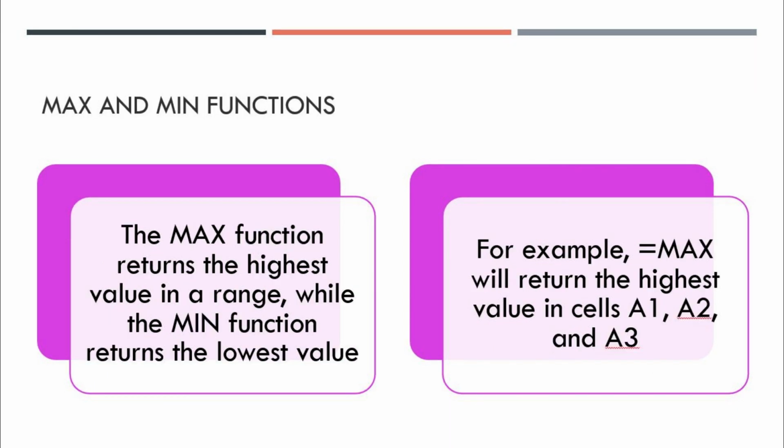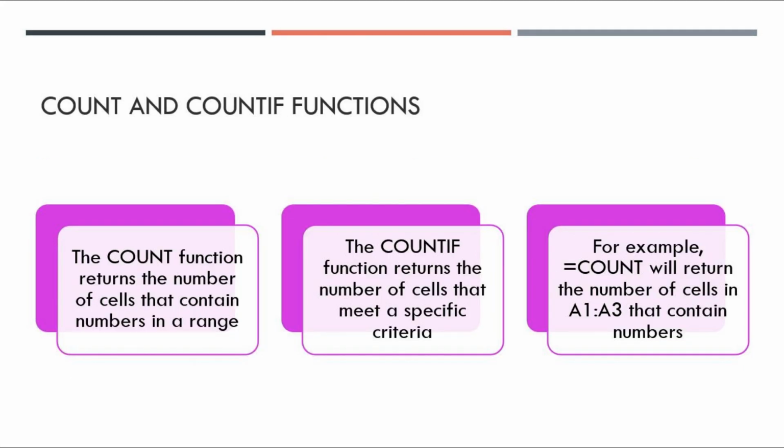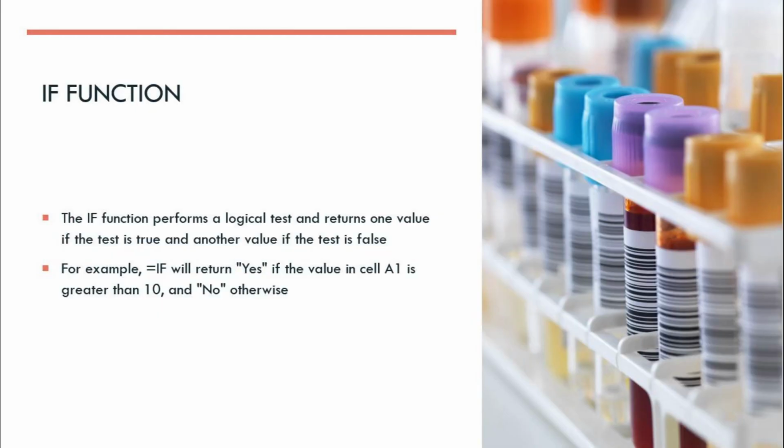Max and min functions. The MAX function returns the highest value in a range, while the MIN function returns the lowest value. For example, =MAX(A1:A3) will return the highest value in cells A1, A2, and A3. Count and COUNTIF functions. The COUNT function returns the number of cells that contain numbers in a range. The COUNTIF function returns the number of cells that meet a specific criteria. For example, =COUNT(A1:A3) will return the number of cells in A1:A3 that contain numbers.